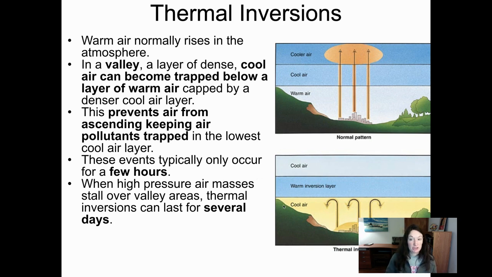In a thermal inversion, which is typically in a valley where the air can become trapped and doesn't circulate, you have a high pressure system that moves in. High pressure is usually associated with sunlight, so it's usually in the warmer months.